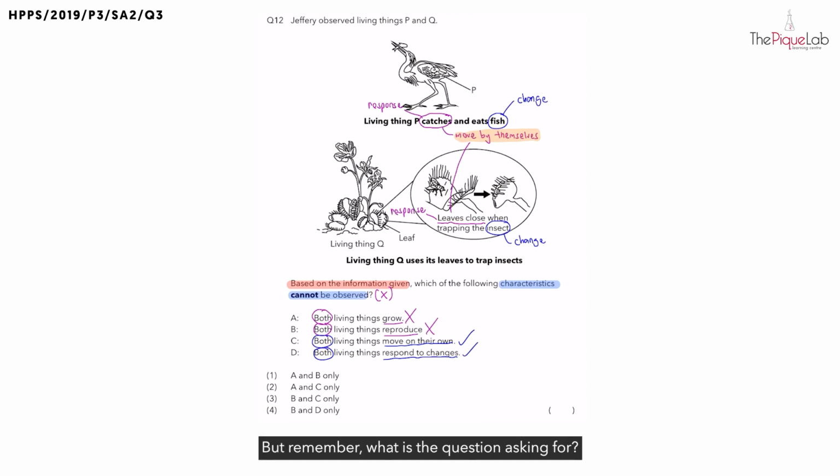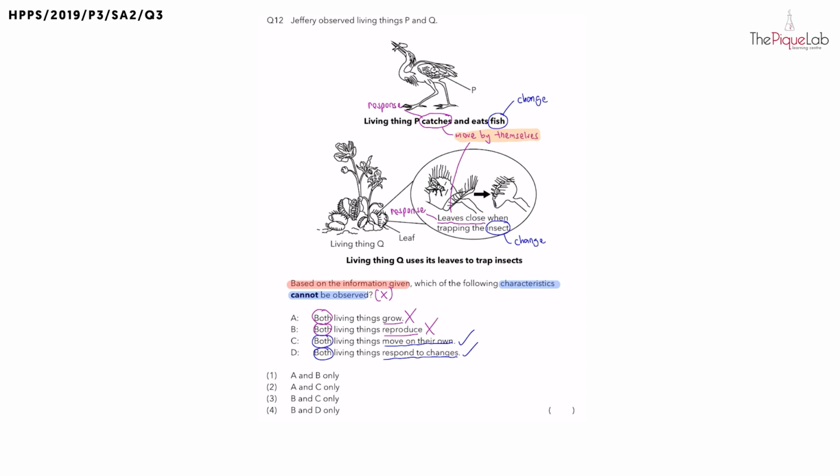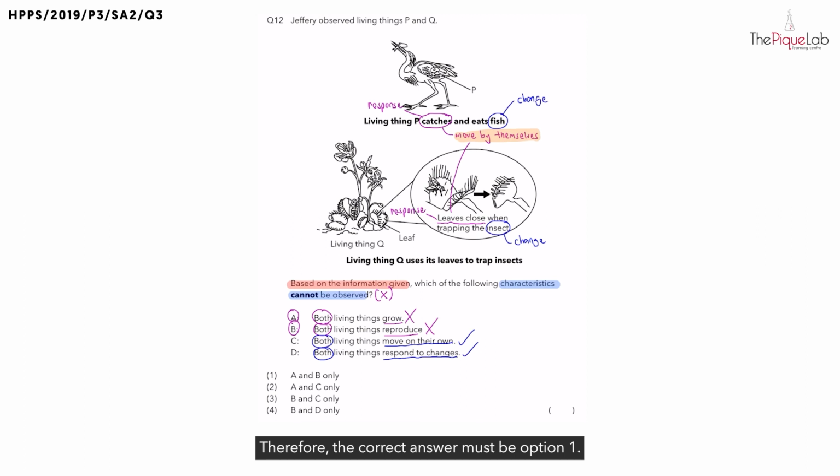But remember, what is the question asking for? They want us to find out which characteristics cannot be observed. That means, are we looking for the ticks or the crosses? We have to look out for the crosses, which means which statements can we choose? It has to be A and B. Therefore, the correct answer must be option 1.